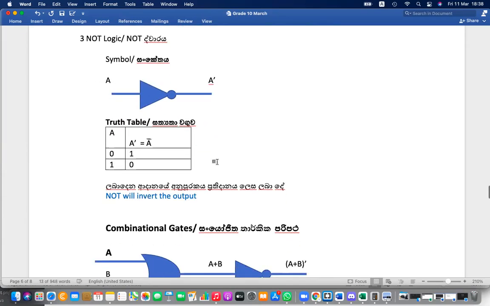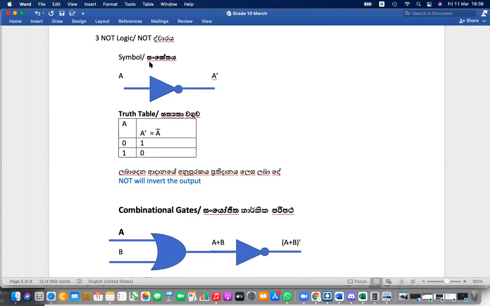Okay, the third one is the NOT gate. That is a very simple one. I don't want to do much about that. Actually, just write down the symbol there. This is actually the 6th page of the note. It's a very short one. You have to contact Ms. Lakmali and she will send you the note, right? So send the slip to Ms. Lakmali and she will drop the note.